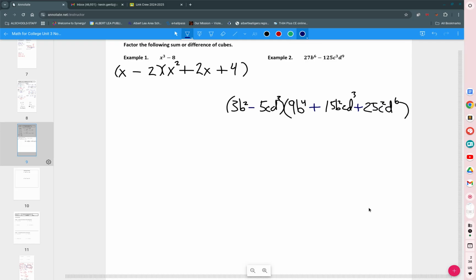And then after about 5, 6, 7, 8 minutes, we're going to go to our final factoring process, which is our grouping process.